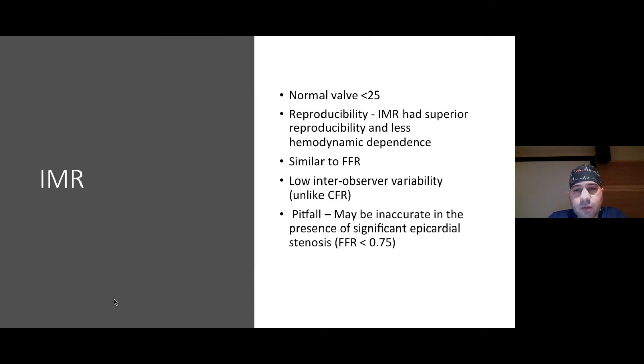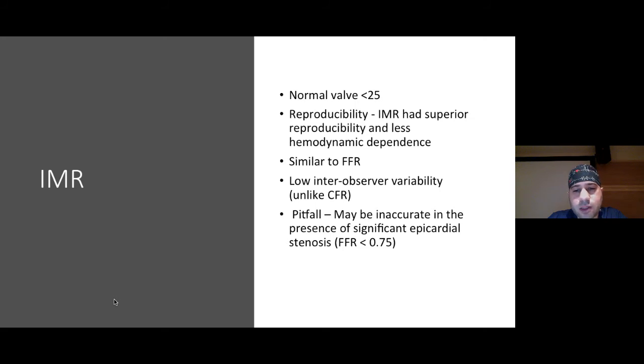It is very reproducible and has superior reproducibility and less hemodynamic dependence than CFR. They've tried multiple trials in which they give patients dobutamine, pacing, and the IMR has always been stable, whereas the CFR results are less reliable. It is very similar to your FFR reliability, and it has a low inter-observer variability.